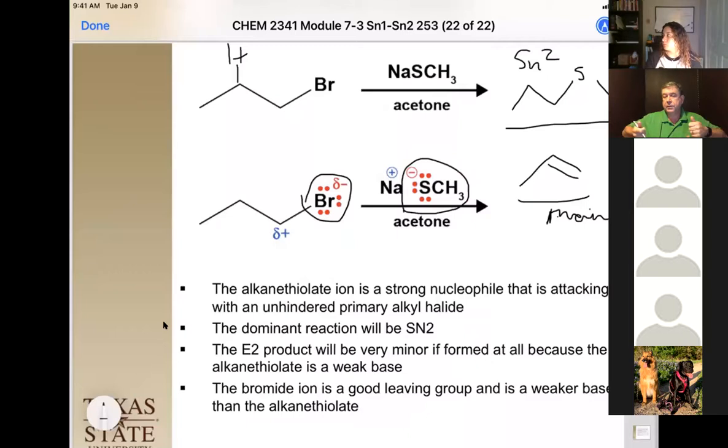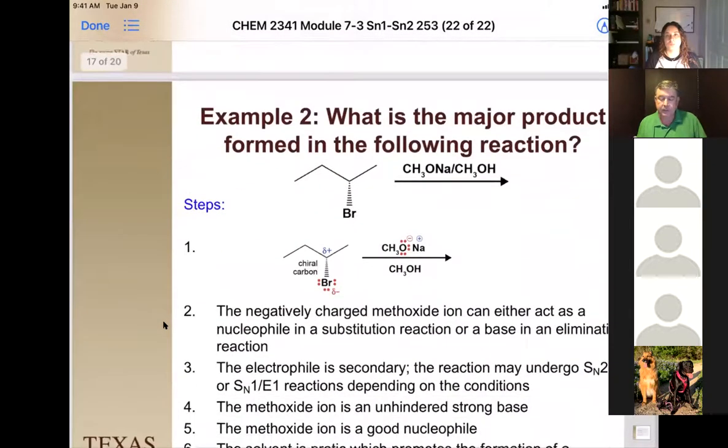Okay, questions on that? See how you look at the substrate and see what is possible and then what is not possible, and you can down select. Once you get to the two possibles, your major and minor, then you draw out both reactions and look for things happening. Okay, let's do another example.